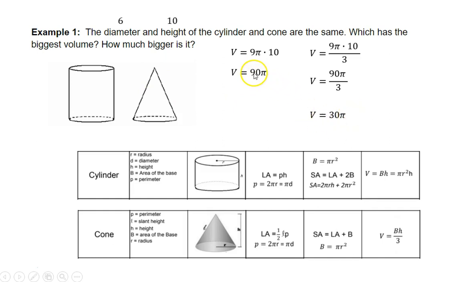The volume of the cylinder is 90 pi, which leaves us with the fact that the cylinder is 3 times the size of the cone, because 90 pi is 3 times bigger than 30 pi. And we can see that in the formula. The formula for a cone is exactly the formula for a cylinder, just divided by 3. So in all cases, if a cylinder and a cone have the exact same dimensions in terms of their diameter and their height, then the cylinder will be 3 times the size of the cone.